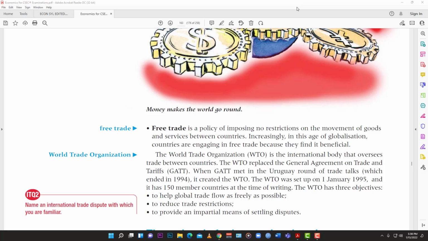I know Trinidad and Venezuela were having some issues before. Guyana and some other islands are having disputes. China and almost everybody have disputes, but I don't think China really takes on the WTO like that. But if you have an issue with a country as it relates to trade, the WTO is the body that you go to try to sort that out.